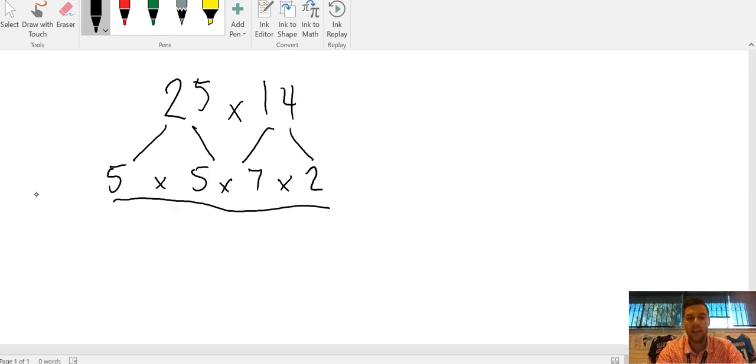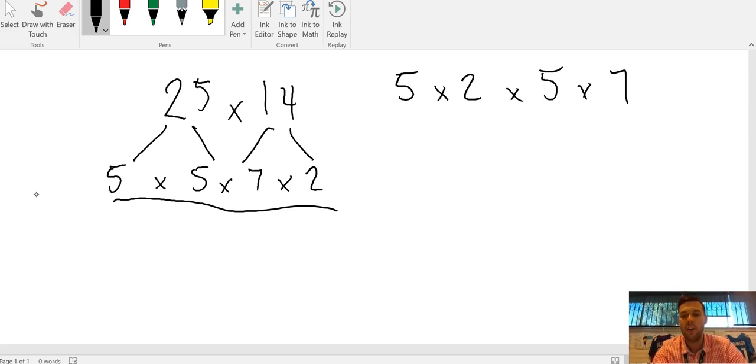Now, this is exactly the same sort of issue, okay? We can keep it like this, but it's just going to be the same problem. So I might rearrange our numbers to make it a little bit easier. So I would go 5 times 2 to begin with. Then I'd multiply by my other 5, I reckon. And we'd finish with 7.